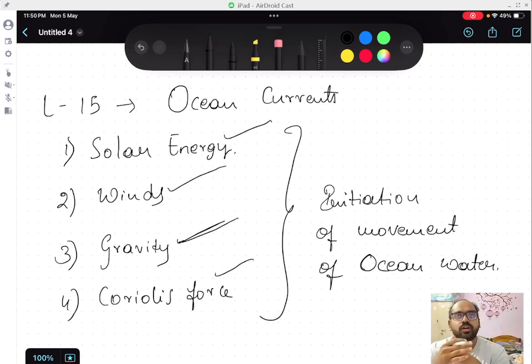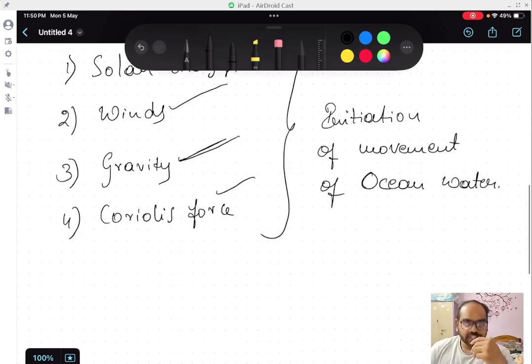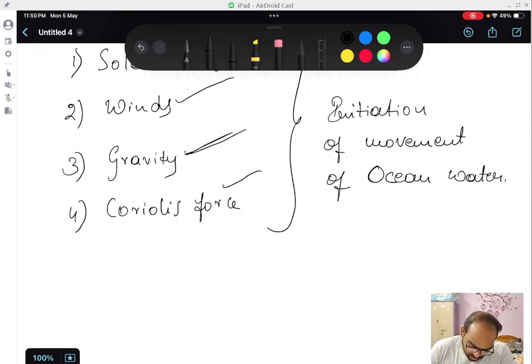And Coriolis force. What does Coriolis force do? Once the movement is initiated, it makes the oceanic water move in a clockwise direction, or right, in the northern hemisphere and left in the southern hemisphere. This is about initiation of movement and influencing of the movement.